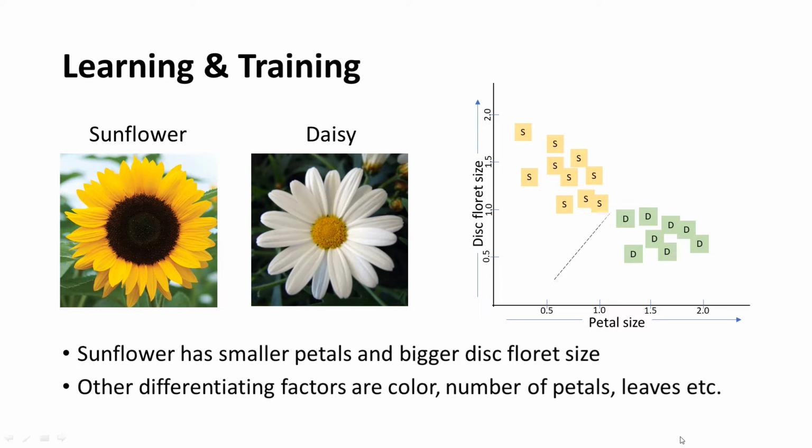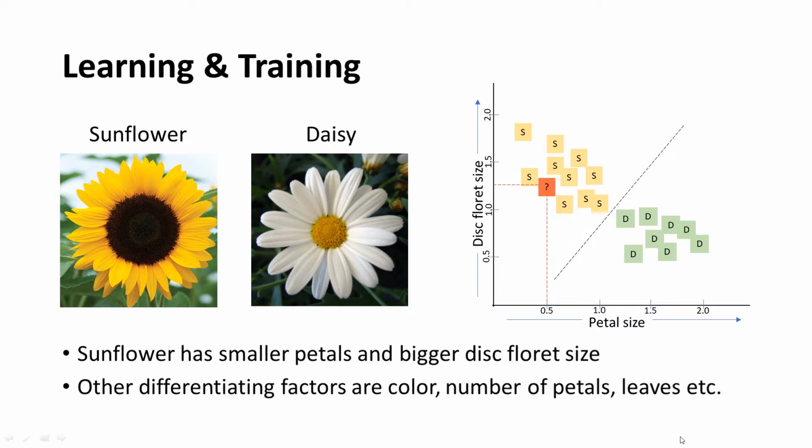Now, if somehow a line is drawn dividing these two types of samples, then it will be very easy for the machine to identify a new sample of the flower. If that sample is on the upper side of this line, then it is most probably a sunflower, and if it lies below this line, then probably it is a daisy flower.